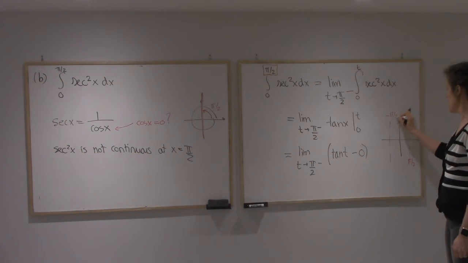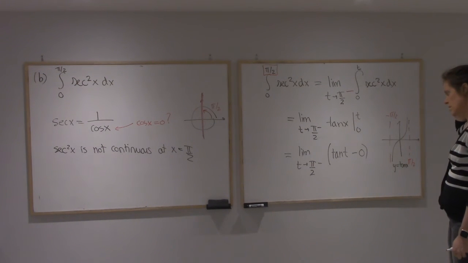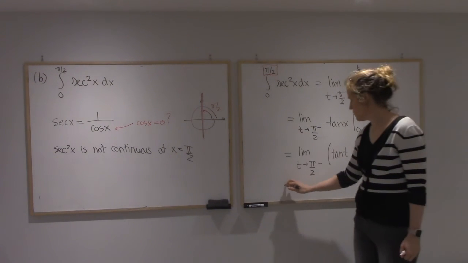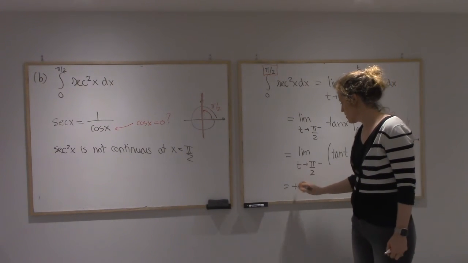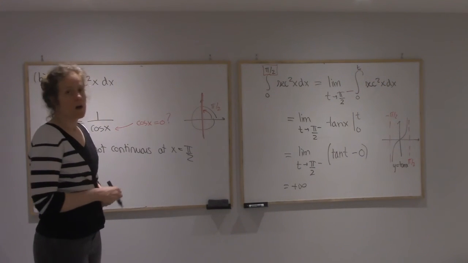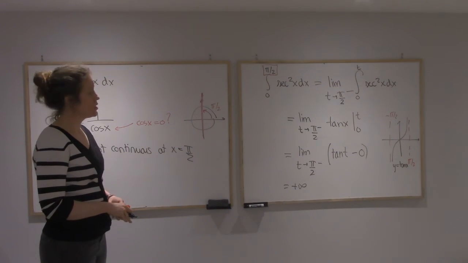This is minus pi on 2. Between the two, the graph looks like this. And so if I'm going to pi on 2 from below, I'm going to approach plus infinity. All right, so this integral diverges to plus infinity.